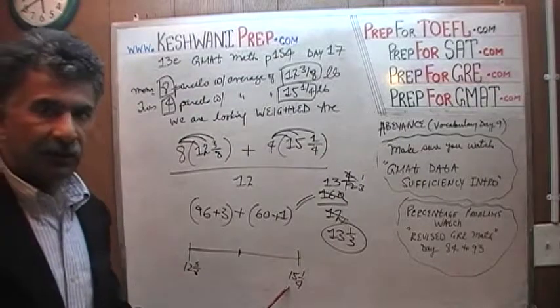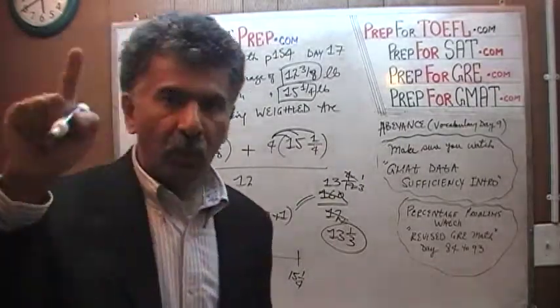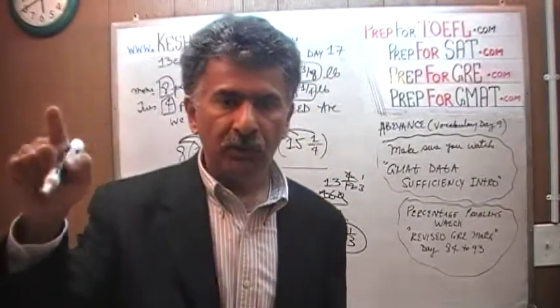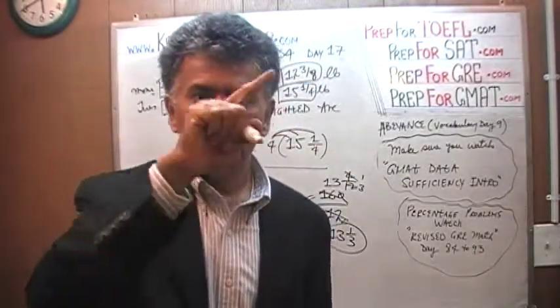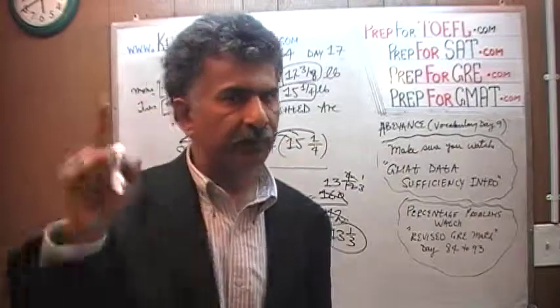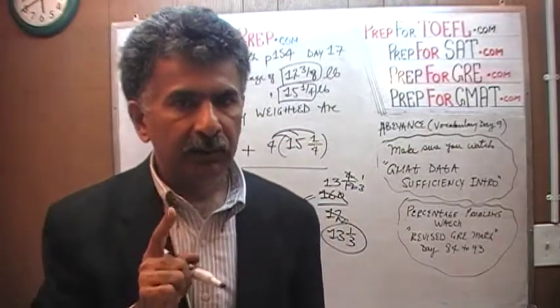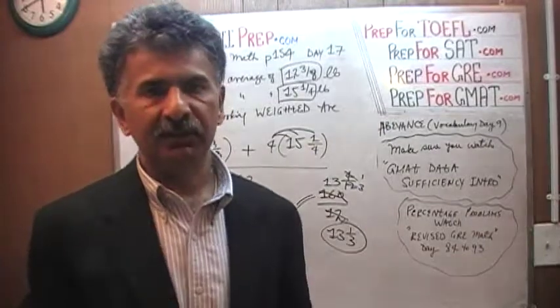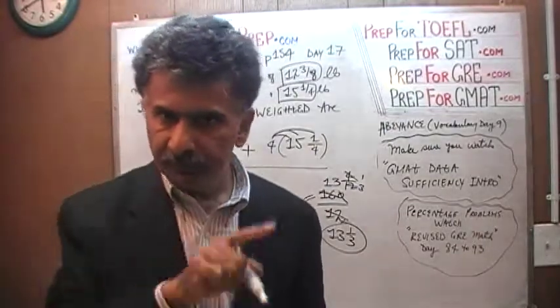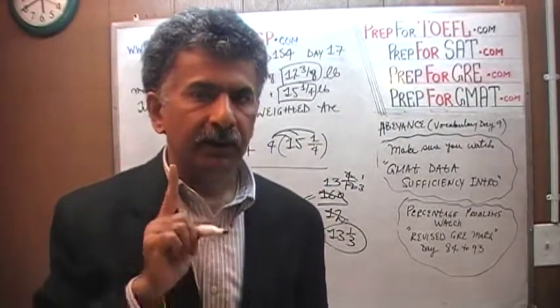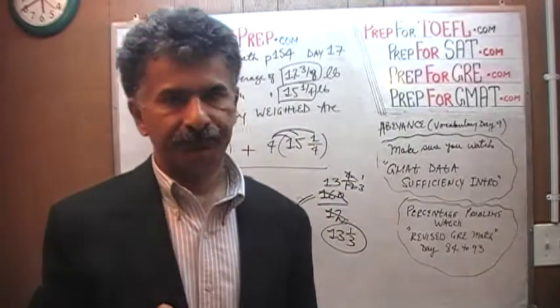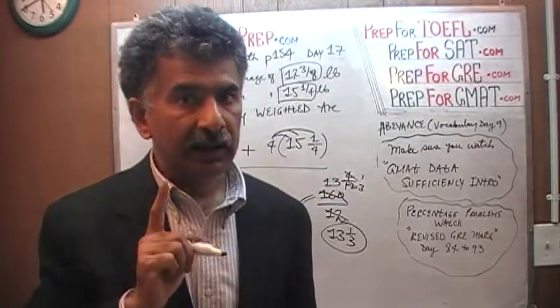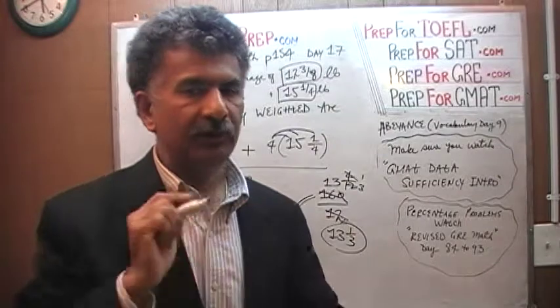In other words, listen very carefully: the overall average of a whole bunch of numbers can never be greater than the biggest number in the group. It is not possible. The average of a whole bunch of numbers can never be greater than the greatest number in the group, and it can never be lower than the lowest number in the group.